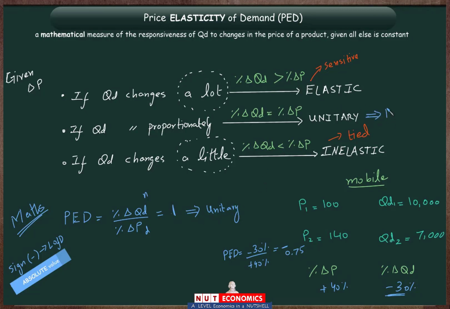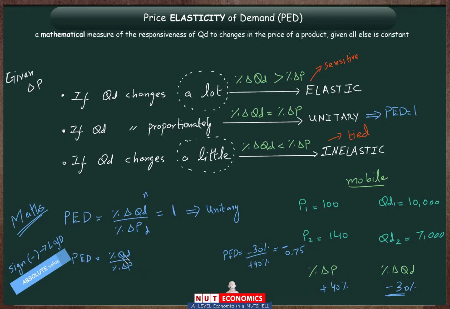So we can write it here as well. PED is equal to 1. You don't need to know anything else. Demand is unitary elastic. Now let me write the formula of PED over here again. So PED is equal to percentage change in quantity over the percentage change in price.